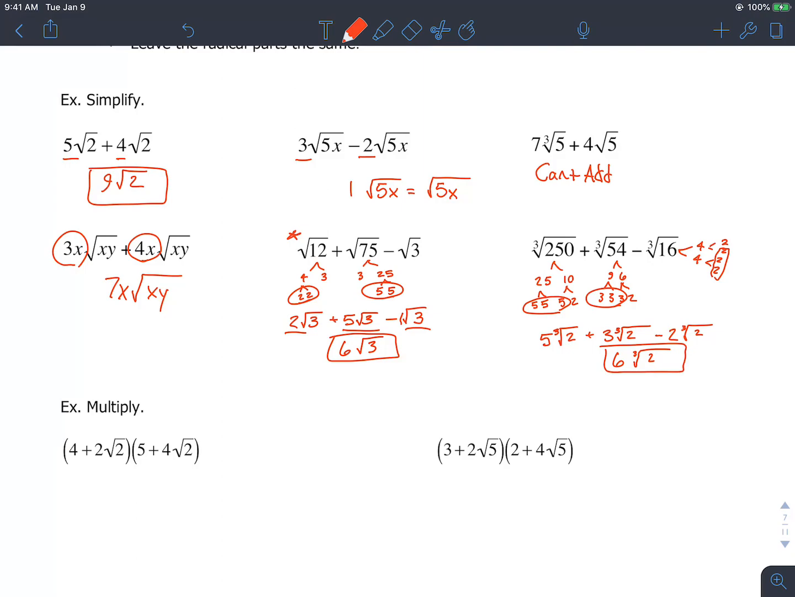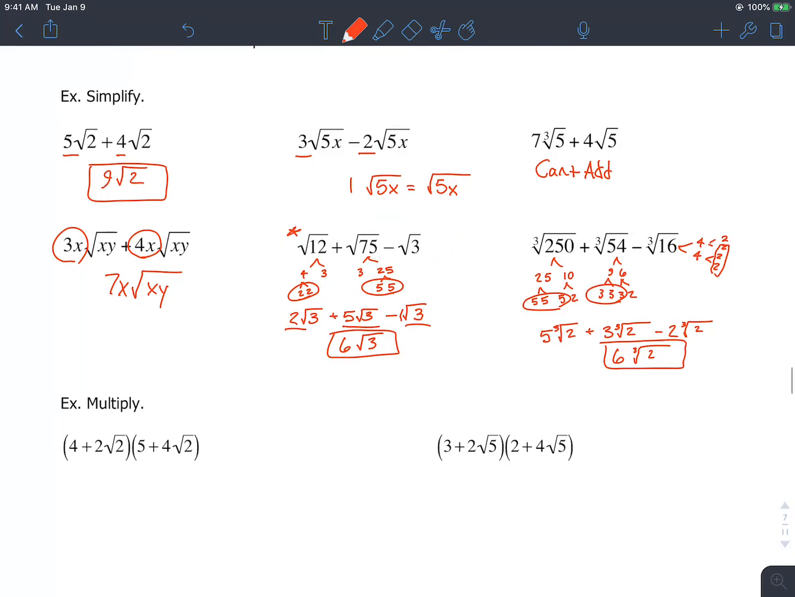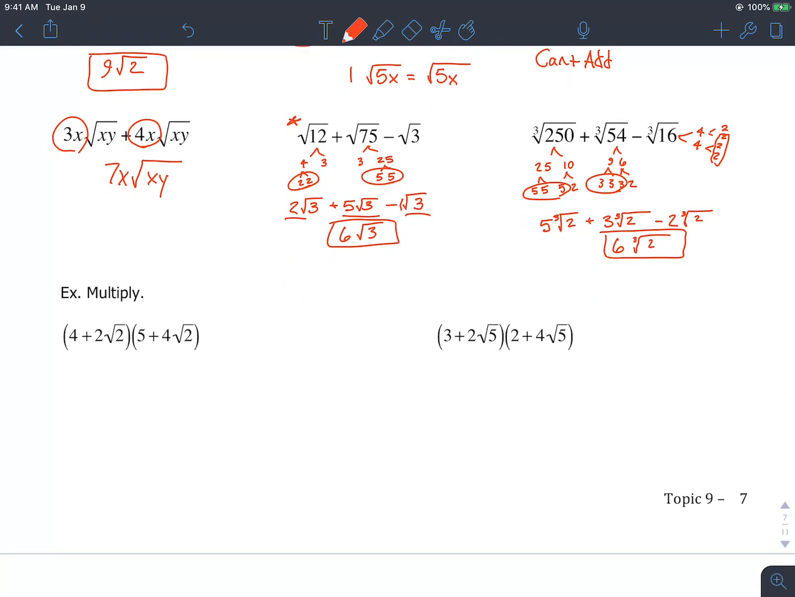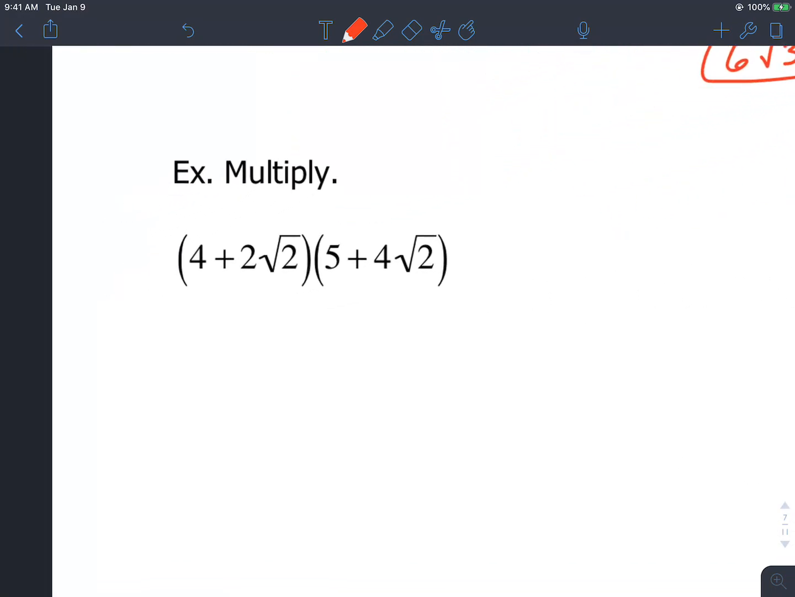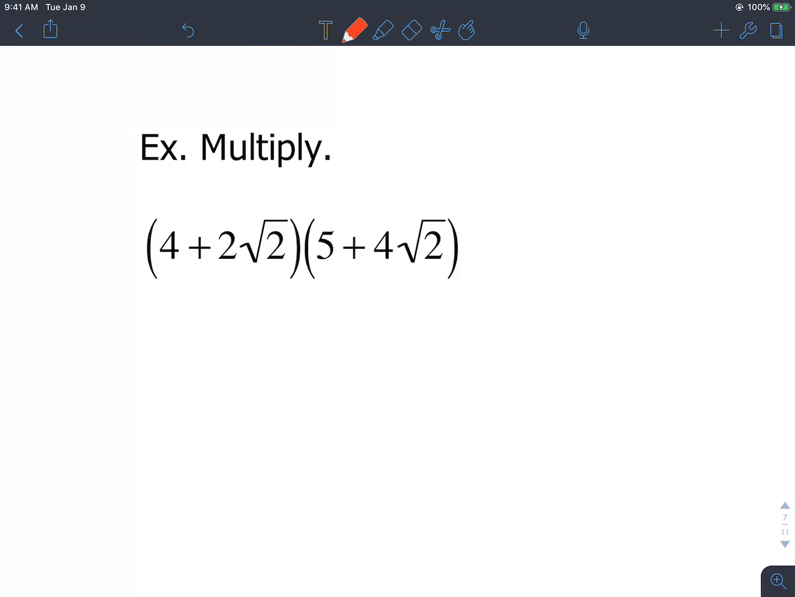I guess maybe they could throw some variables in with the radicals as well, but you don't see a ton of those. So the second portion of our lesson today, and actually it's kind of heavy on this, is multiplying and dividing with radicals. And so this is a number here. Notice you've got 4 and then plus 2 square root of 2. So technically it's two pieces, it's a binomial.